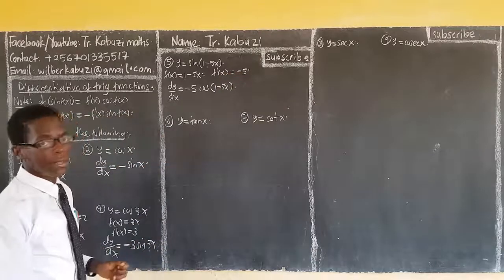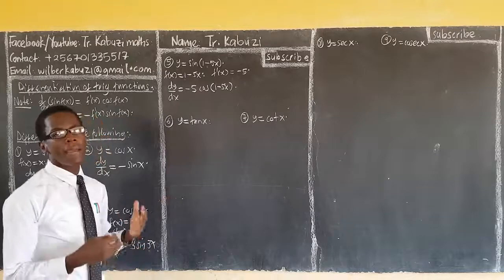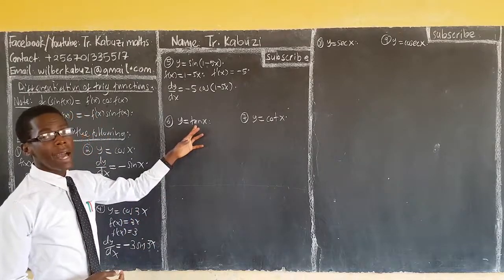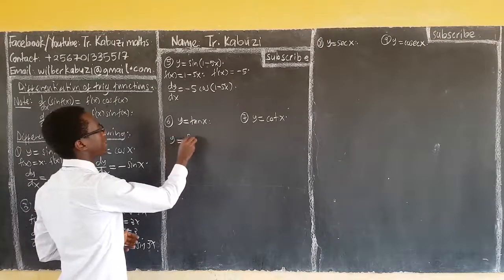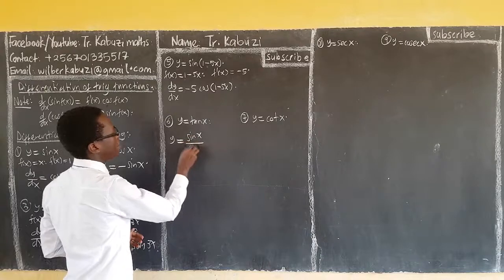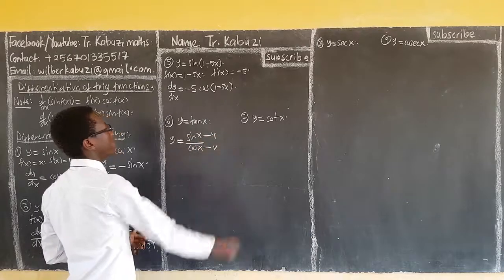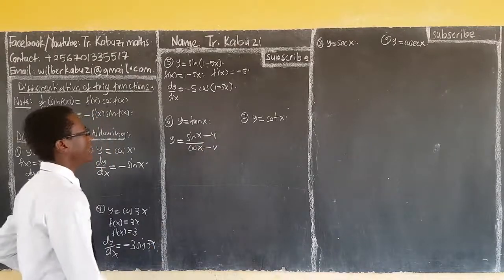Now, when you come to tan, we use the quotient rule. Why? Because you know that tan is the same as sine x over cos x. So we first do this: sine x over cos x. This is our u, this is our v. So now we know that here we use the quotient rule.